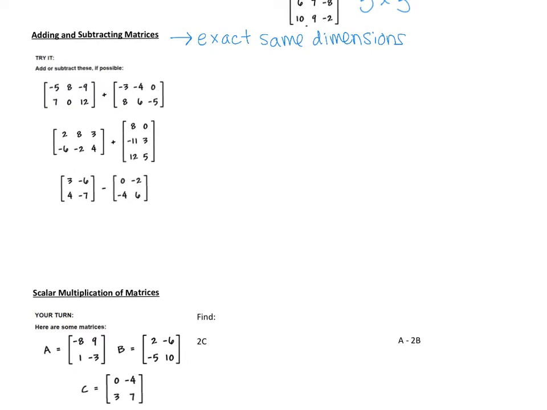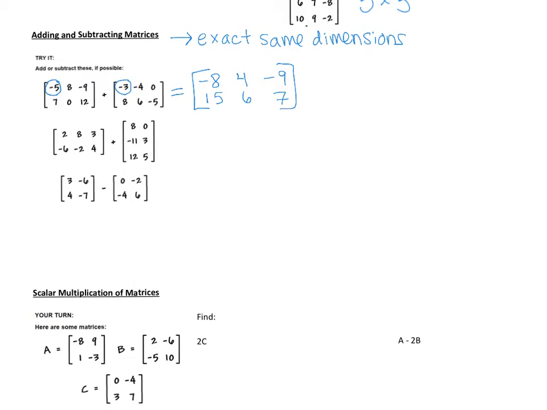So for example, if I have -5 in this first row, first column, I'm going to add it to this -3 in the first row, first column of the other matrix. So my first entry would be -8. I'll continue to do this with all the other entries. So 8 plus -4 would give me 4. -9 plus 0 would give me -9. 7 plus 8 would give me 15. 0 plus 6 would give me 6. 12 plus -5 would give me 7.